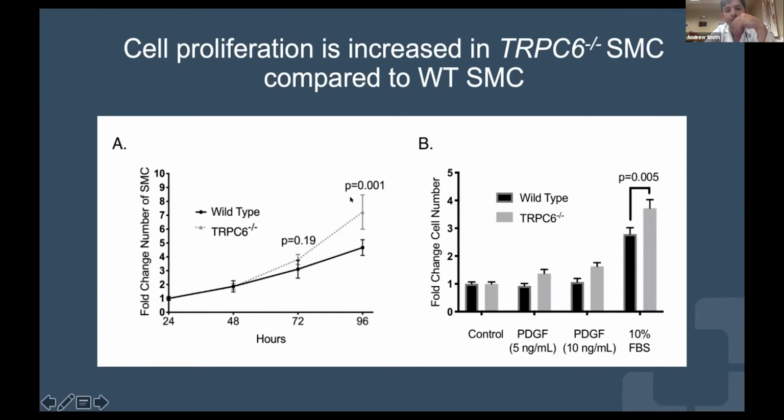And we found significant differences in the growth curve between these populations, with a significant increase in the number of cells in TRP6 knockout primary smooth muscle cells in 96 hours. B is a slightly different proliferation assay, where wild type and TRP6 knockout primary smooth muscle cells are serum starved overnight and subjected to stimulation with PDGF or 10% FBS. We found a slight, though not statistically significant, increase in the response of TRP6 knockout cells to PDGF. This is just counting cell number compared to wild type cells, and a significant increase in cell number of TRP6 knockout primary smooth muscle cells compared to wild type smooth muscle cells stimulated with 10% FBS.